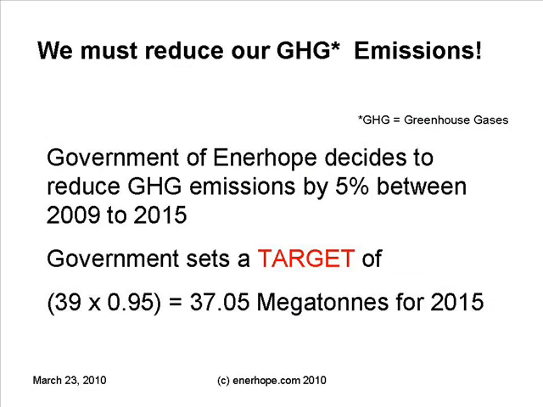Here's the target. Enerhope's target for total greenhouse gas emissions in 2015 will be 5% less than its monitored 2009 total emissions. As we see from the calculation, Enerhope's greenhouse gas emissions target for the year 2015 will be 37.05 megatons of carbon dioxide equivalent.